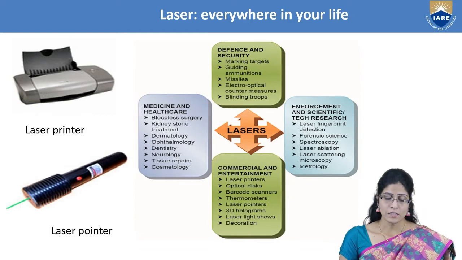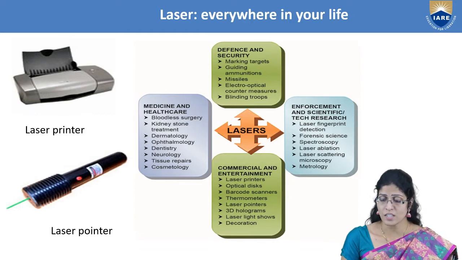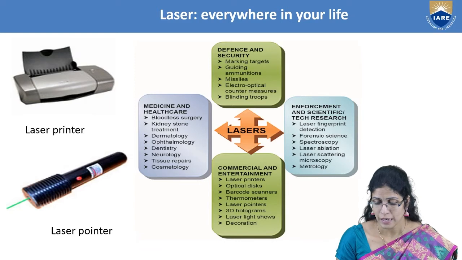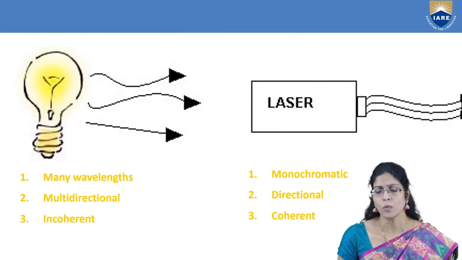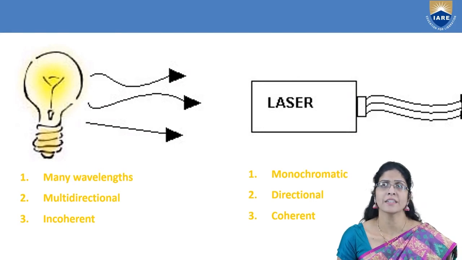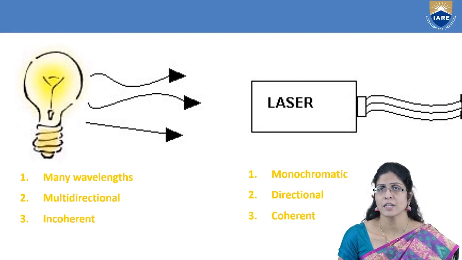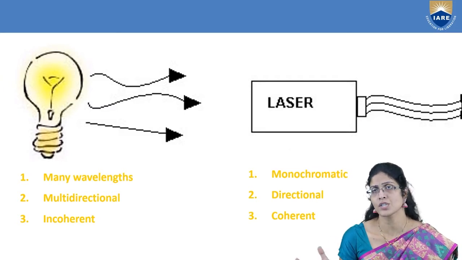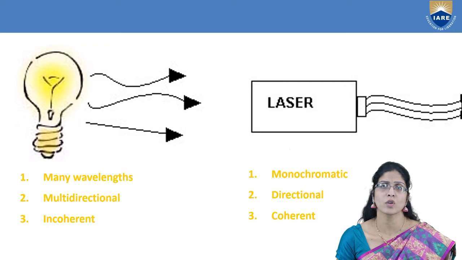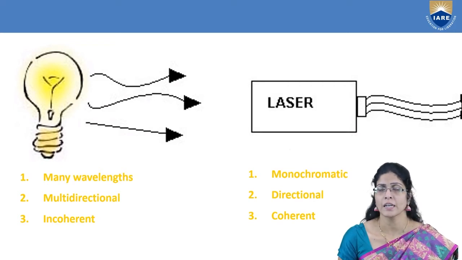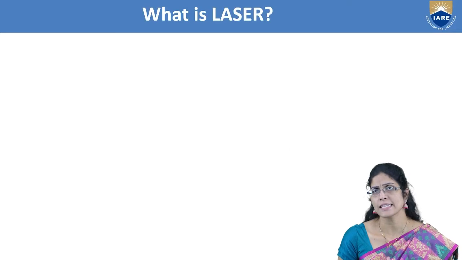Okay, so lasers are advancing much further, and these are very few of what I can tell you, and you can read the other things on the screen. So how do you see the laser being different from light? If you see light, you are able to see that the light is diverged to a vast area, it has a lot of wavelengths, it is multidirectional, and it is very incoherent compared to laser, which is monochromatic, directional, and coherent. So what exactly is laser?